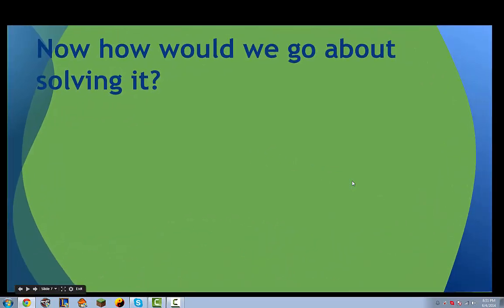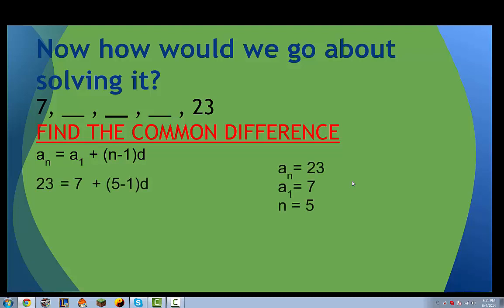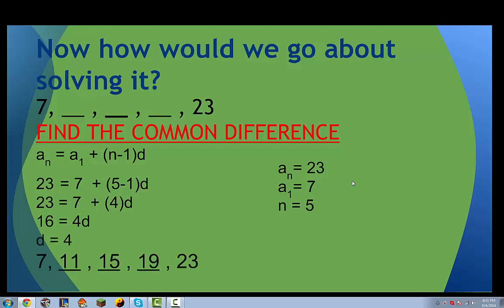Now how would we go about solving it? First, we would need to find the common difference. To do so, we would use this formula. Then we will substitute in all known variables and solve for the common difference. If done correctly, an answer of 4 should be present. Then we will add on the common difference of 4 to each consecutive term to find our missing arithmetic means, which should be 11, 15, and 19.